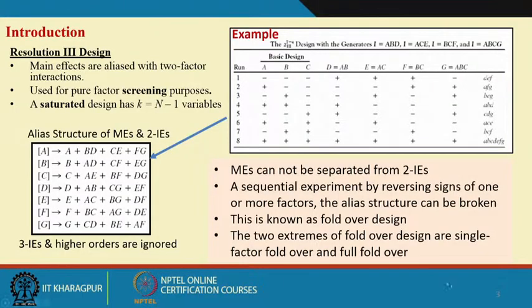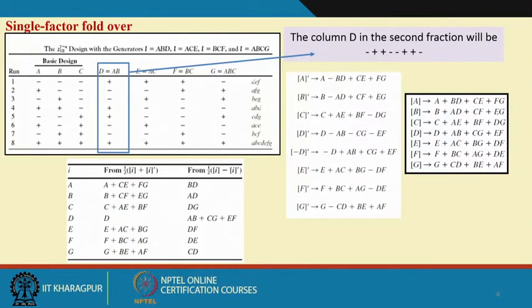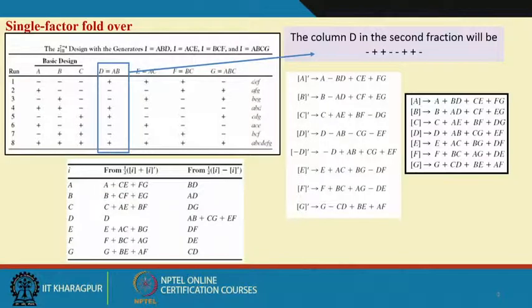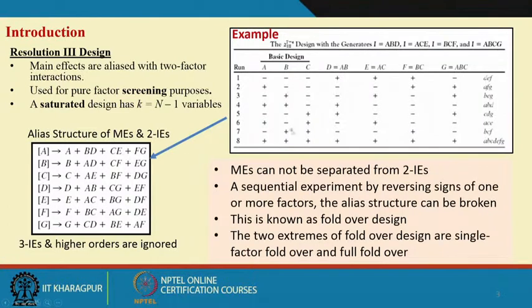So, the two extremes of fold over design are single factor fold over and full fold over. Okay. So, let us see one interesting example here. This example we have discussed earlier also, 2 to the power 7 minus 3 we have discussed. Okay. This we have not discussed; we have discussed resolution 4. Here, this design is 2 to the power 7 minus 4, resolution 3 design. This is the same design.